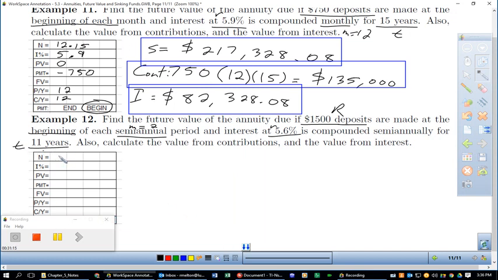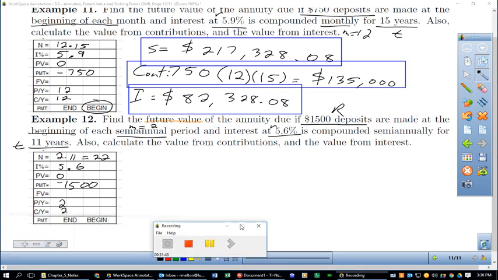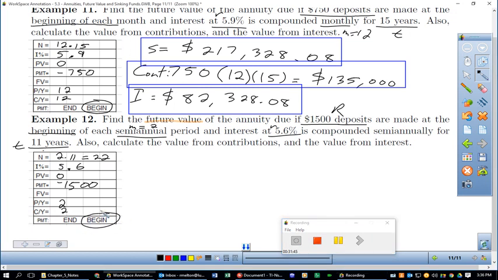So N is m times t, so it's 2 times 11, or 22. Our interest rate is 5.6. Our present value is 0. Our payment is negative $1,500. Our future value, we want to know that, don't we? Yes, we do. Next we have payments per year. Well, it's semi-annually, so those are both 2, and it is at the beginning. Again, using the TVM solver, we should get $46,034.09.